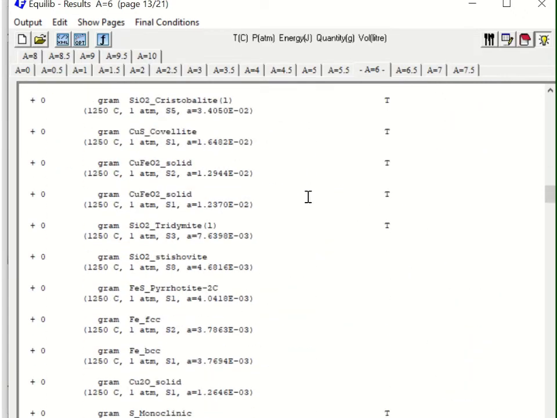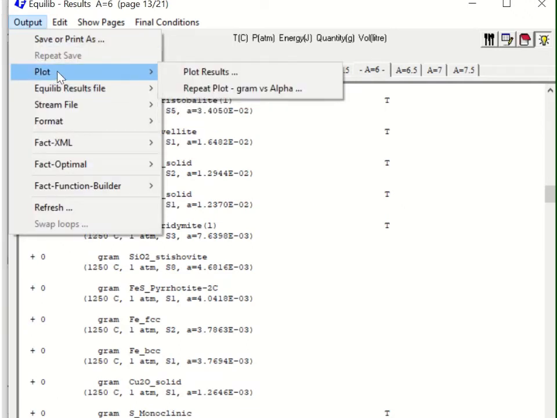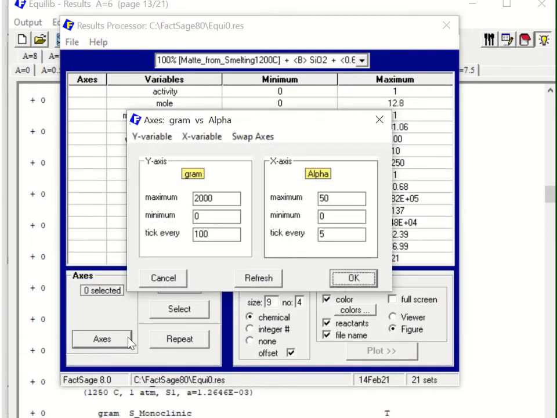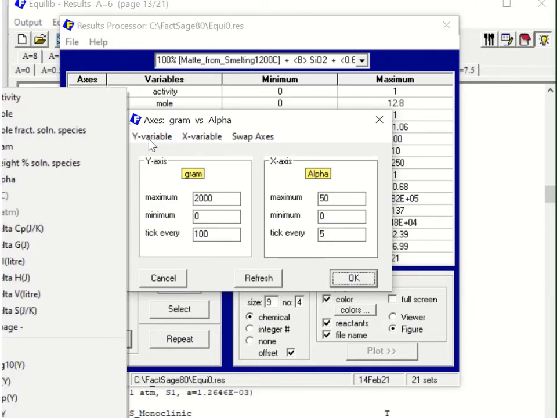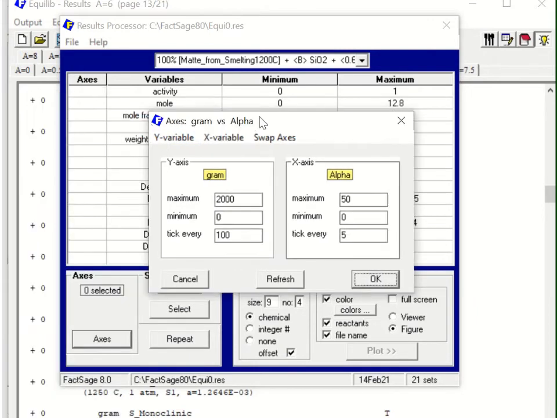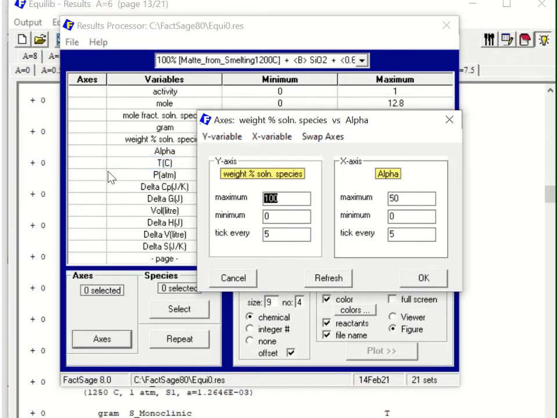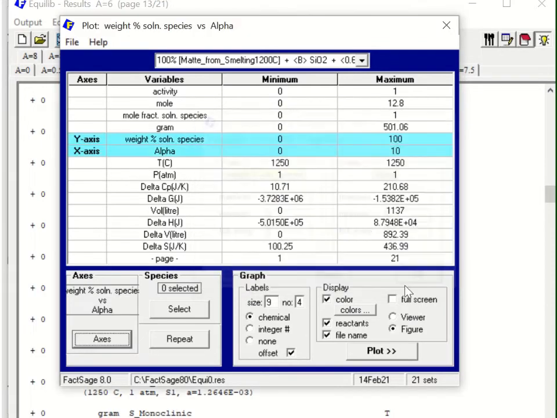Okay. And in order to check this very quickly, we can also do output, for example, plot the result, and then x-axis and y-axis. And so look at it. What I want to do is now y-axis as weight percent. So it means I want to see the weight percent of the copper, iron, sulfur inside of my matte solution. That's what I want to see. And refresh and say okay.